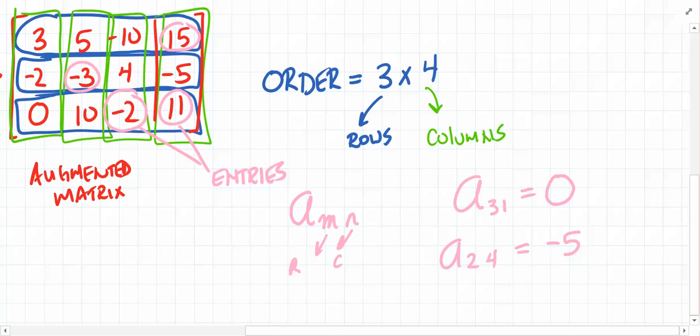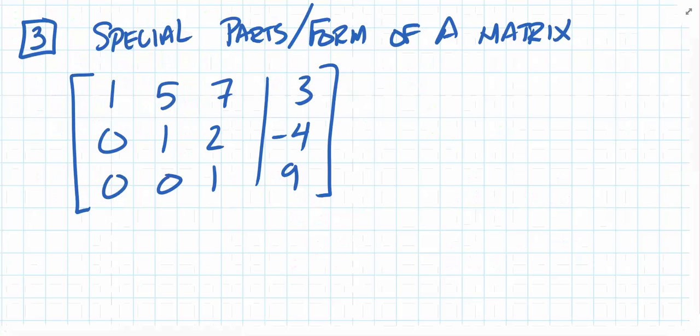Okay, I'm going to circle an entry, and you guys tell me how to describe it, okay? I'm going to circle this one right here in blue. How would I describe this entry? A sub what? 2, 3. Second row, 3rd column. You guys get that? No big deal, right? Okay, let's talk about special parts or special form of a matrix.